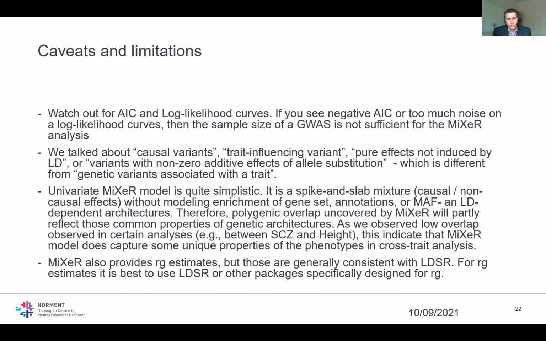Also note that the univariate MiXeR model is quite simplistic. It's a simple spike and slab mixture of causal and non-causal effects. It doesn't model the enrichments of gene sets, annotations, allele frequency, or LD-dependent architecture. Therefore, to some extent, polygenic overlap uncovered by MiXeR will partially reflect these common properties of genetic architectures. But as we observe low overlap in certain analyses, particularly between schizophrenia and height, we are fairly sure that the MiXeR model does capture some unique properties of the phenotype in a cross-trait analysis.